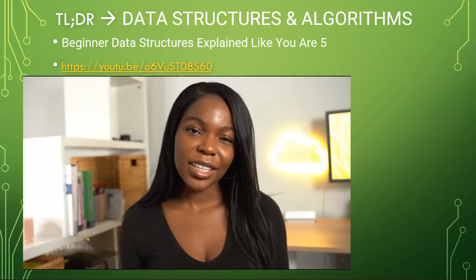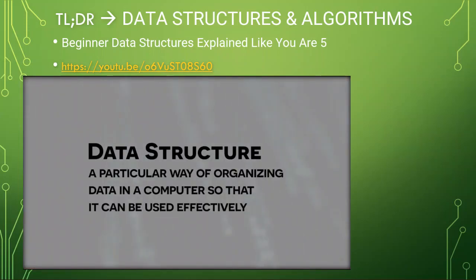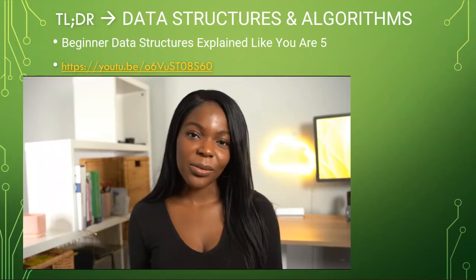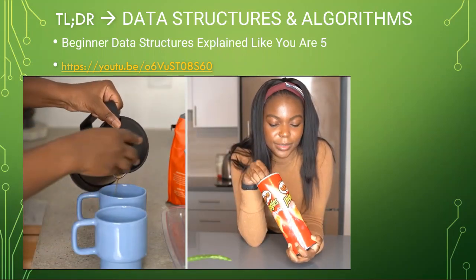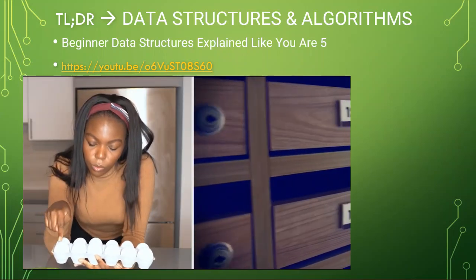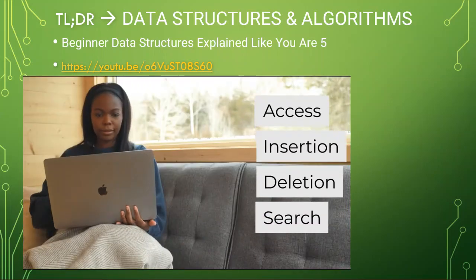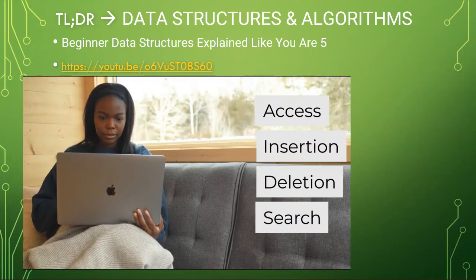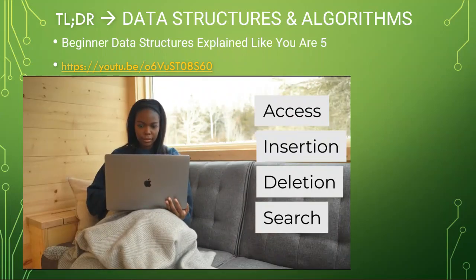So what is a data structure and why is it so important? Data structures are a particular way of organizing data in a computer so that it can be used effectively. Just like in real life, we determine the best containers to store certain items based on what they are and how we plan to access them. The same is true for data structures. Depending on the type of data you have and how you want to access it, you need to find the right data structure to help you organize and perform any sort of operation on that data.